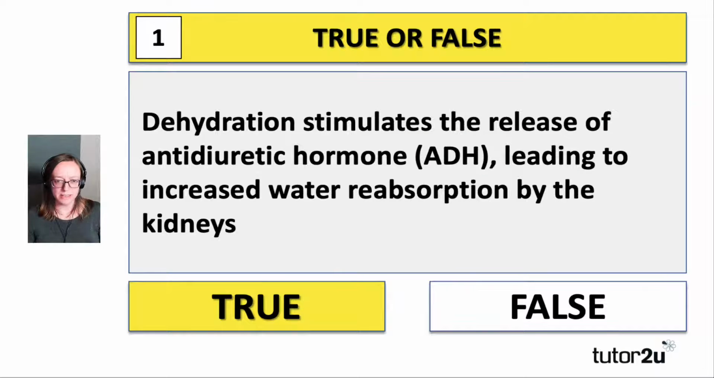Okay, so we're still on homeostasis. Some true or false questions. Okay, so the first statement, dehydration stimulates the release of antidiuretic hormone, which is known as ADH, leading to increased water reabsorption by the kidneys. Is this true or is this false?